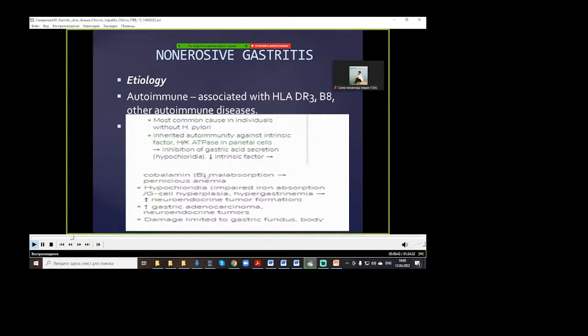The second type of non-erosive gastritis is autoimmune, which is associated with HLA system, human leukocyte antigen system, and some other autoimmune diseases. So in case of autoimmune gastritis, there are anti-intrinsic factor antibodies and anti-parietal cell antibodies.